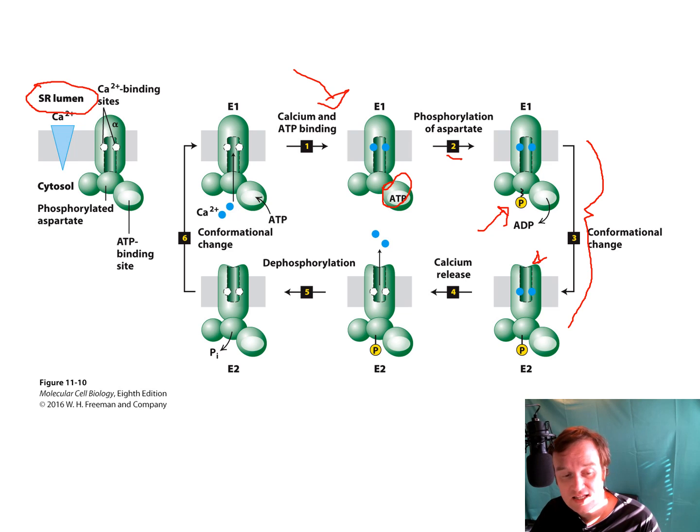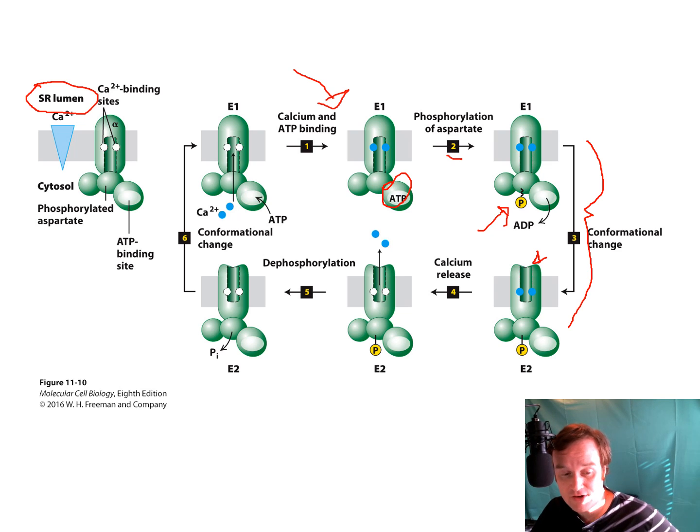And in step 4 then, once that happens, the calcium releases into the SR lumen, even though the calcium concentration is much higher than in the cytosol. So this is important because, remember, with natural diffusion this wouldn't be the case, but since this is an active transport mechanism, it's allowed to move from lower concentration to higher concentration.